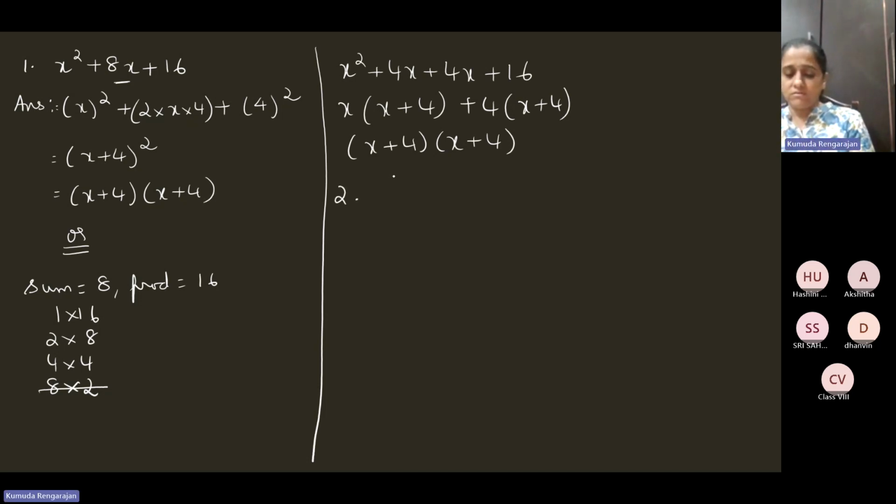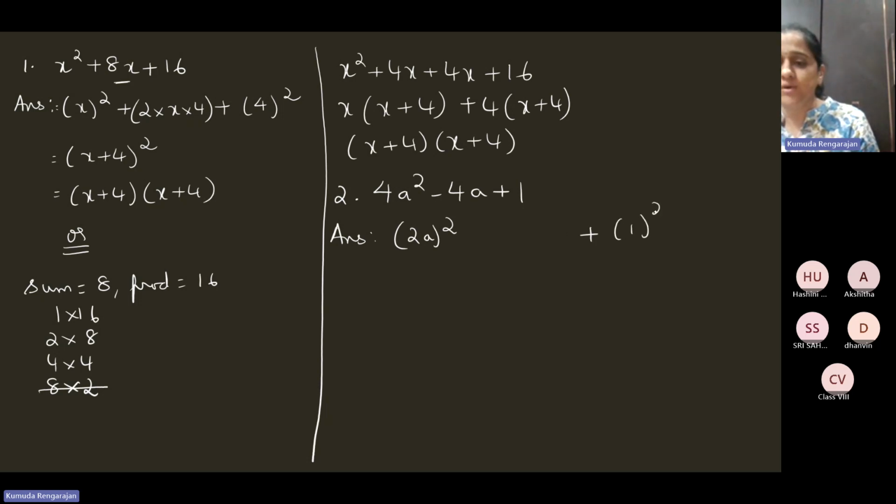Second one, 4a squared minus 4a plus 1. So again, identity. The first term is a perfect square. It can be written as 2a the whole squared. The last term is also a perfect square, 1 the whole square. Now let's take the middle term, 2 into 2a into 1. Middle term: 2 into a into b.